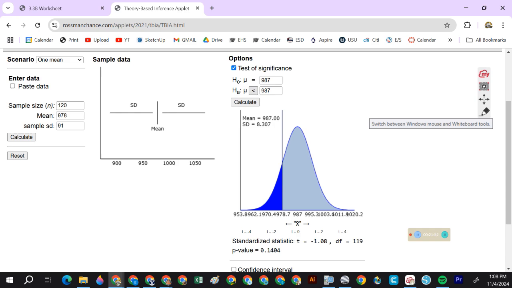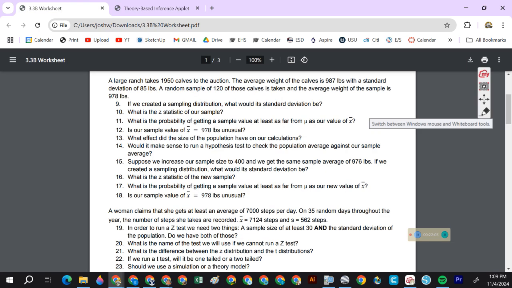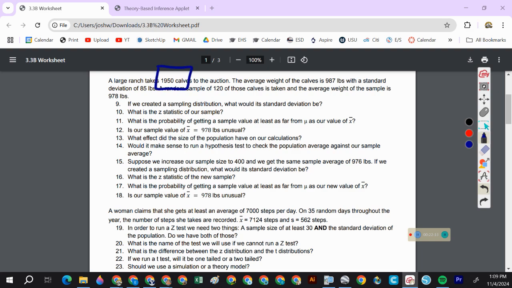So 12. Is our sample value of 978 unusual? No, it's not. Okay, 13. What effect did the size of the population have on our calculations? So this number here, what effect did that number have on what we just did? Where did I use 1950? So I would have used that to get the average of the original, that's true. But sample size did matter.